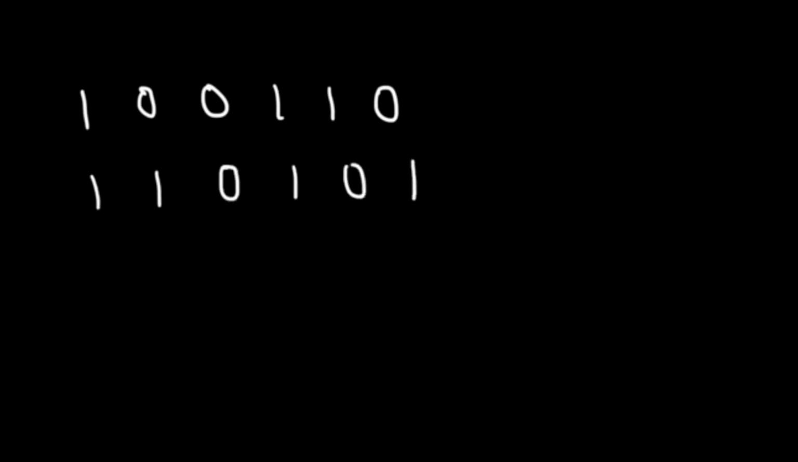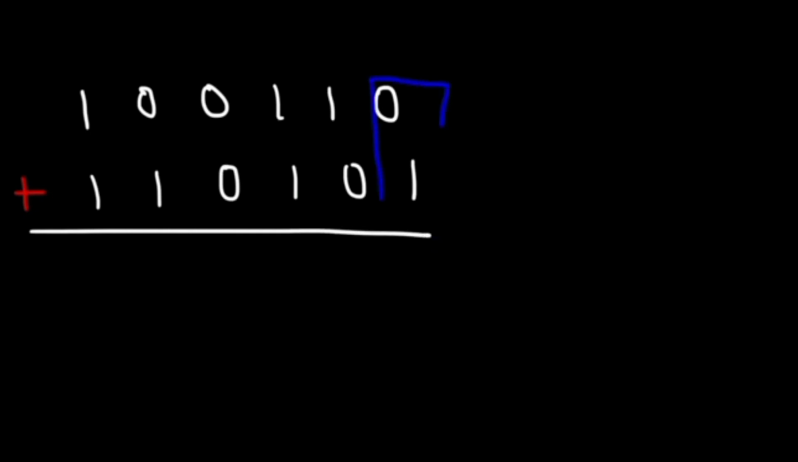Now let's go ahead and try another example. Go ahead and add these two binary numbers. Feel free to pause the video if you want to try this example. So let's start with the column on the right side. 0 plus 1 is going to be 1.